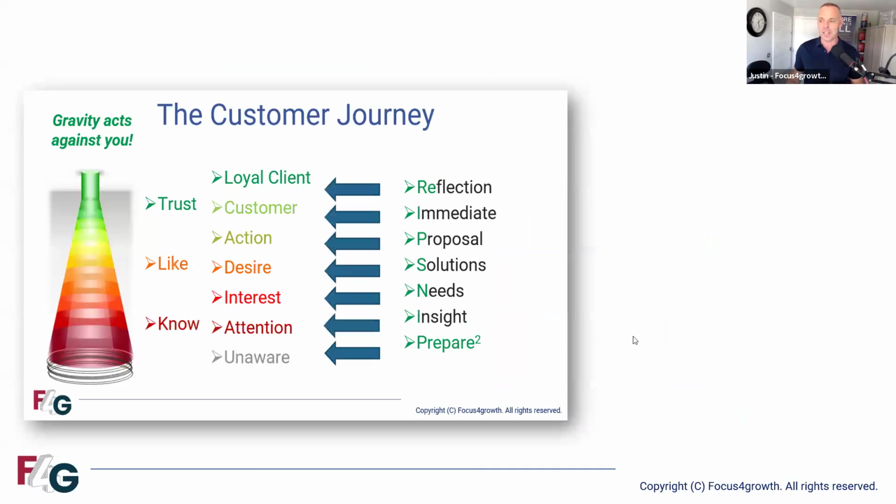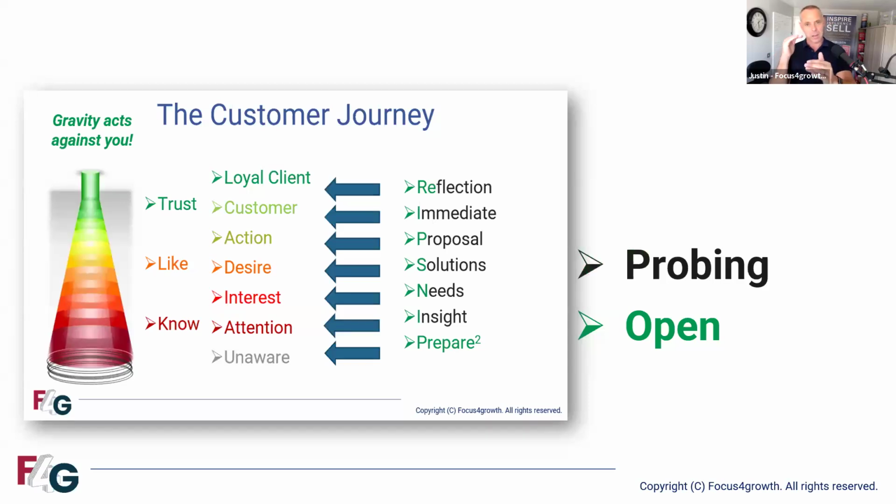We've got our customer journey. Open questions go at the start when we're in discovery, really trying to open up the customer and get them to think clearly. We probe as we're trying to understand what is the need they have, what's the solution we provide, how do they join up.